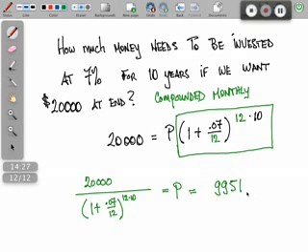9951.93. There's actually a bit more accuracy to the number, but because we're dealing with money, I will round to the nearest centime or penny or cent. So I need to invest $9,951.93 at 7% for 10 years if I wish to have $20,000 at the end of that time period.